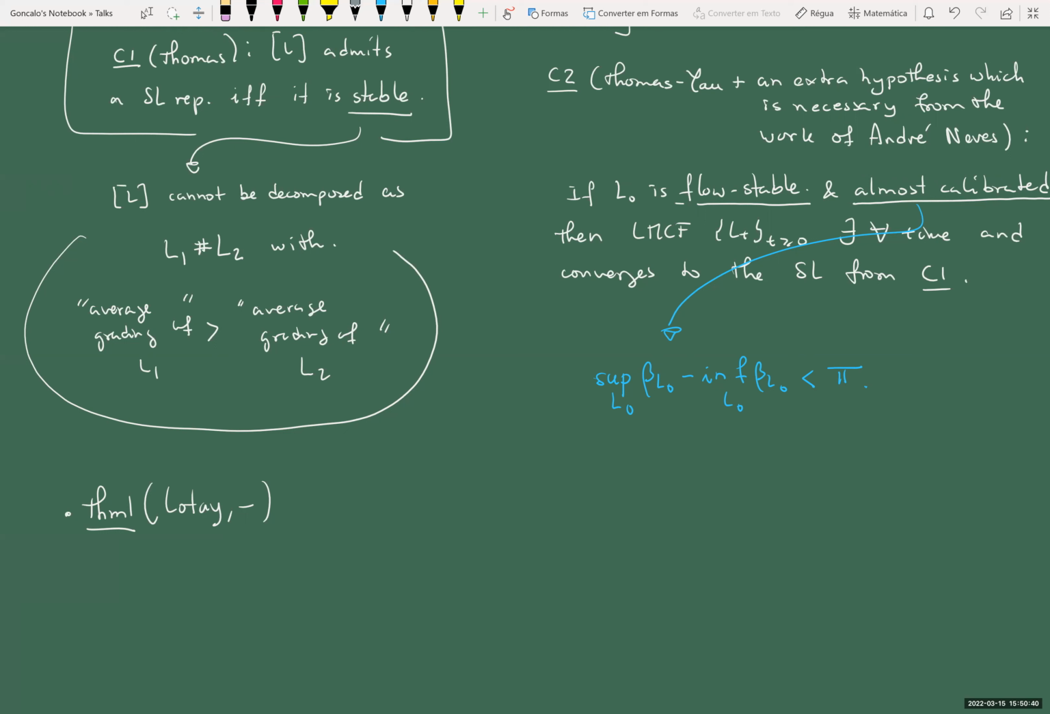It's basically this, so maybe I'll do it like that. So flow stable is this, plus: if L0 is Hamiltonian isotopic to this, then the volume of L0 is strictly less than the volume of L1 plus the volume of L2.